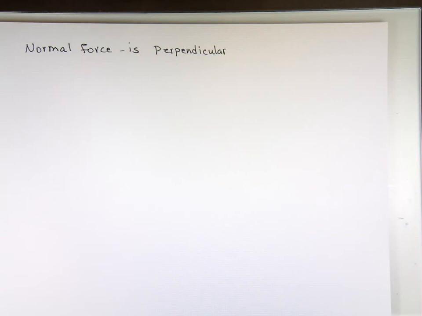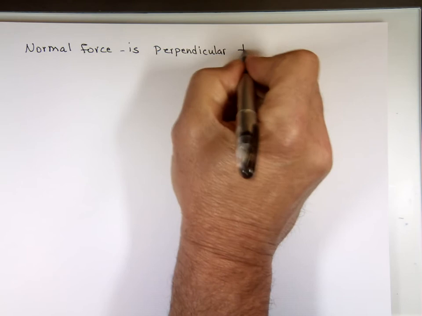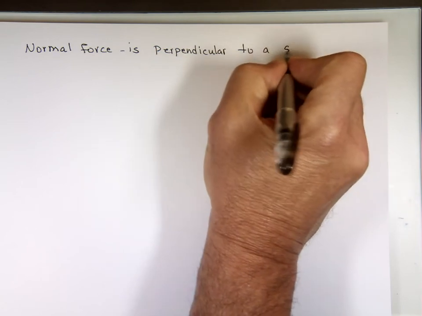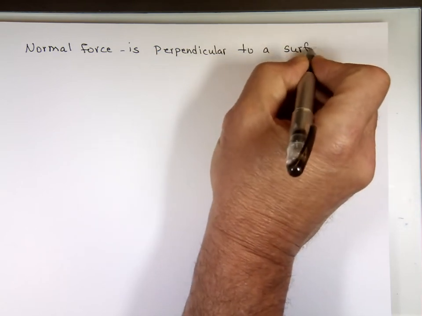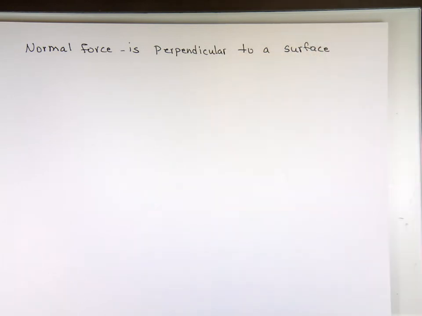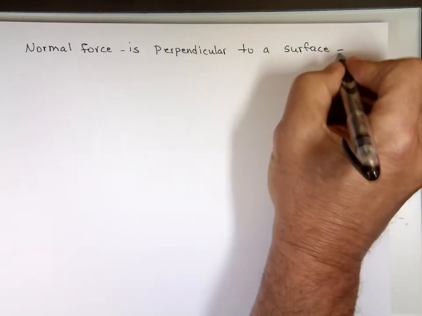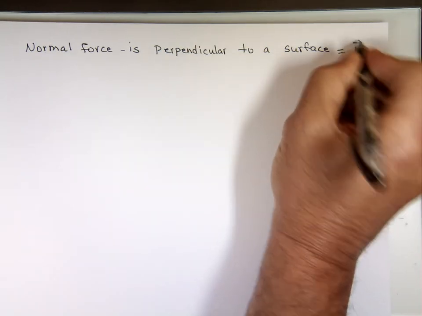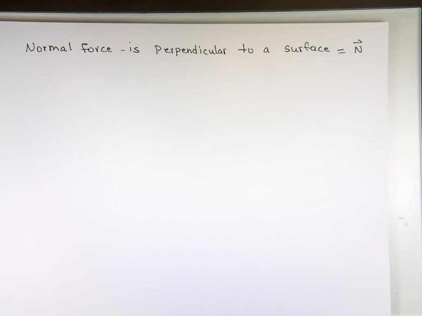How about now? Okay. The normal force is perpendicular to the surface. So it always makes a 90 degree angle. That's what perpendicular means. And we give it the letter N. We use N for normal force. When you see N with the arrow over it, that's not a Newton. That's a force. That's a normal force.